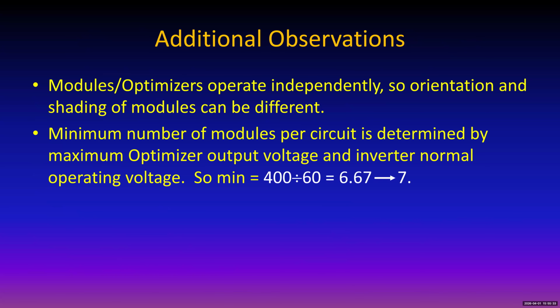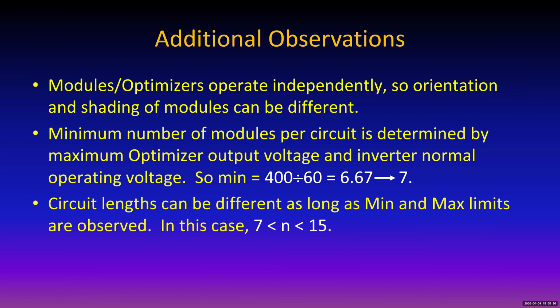What else? Just some observations about modules and optimizers running independently. And the circuit lengths can be different lengths. Just as in the case of the microinverters, the only difference with the microinverters is you can have one of them, whereas there is a minimum number of modules in an optimizer circuit.